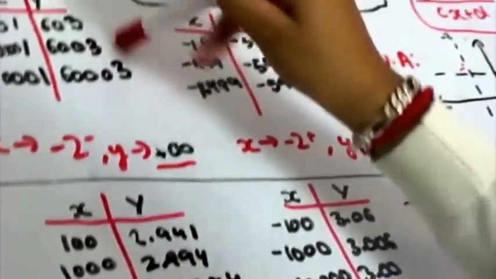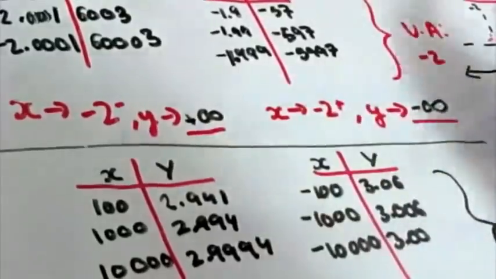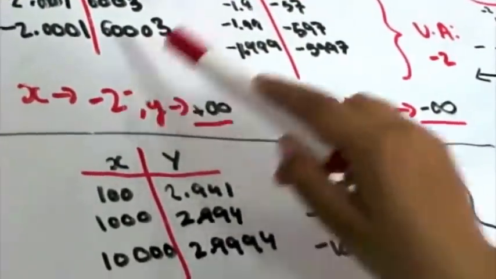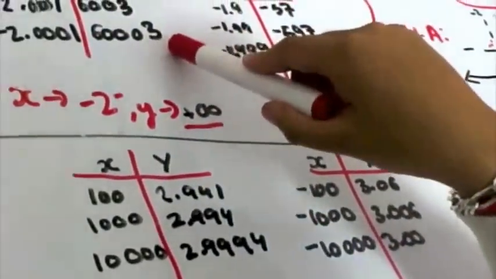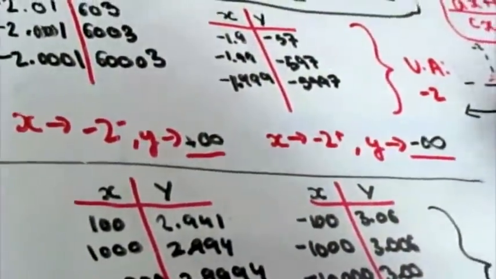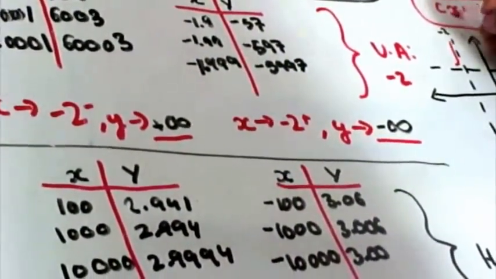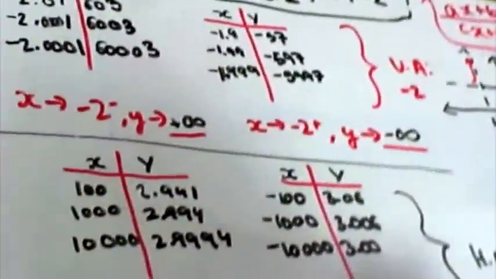Because they're really large numbers and they're increasing, we can say that as x approaches -2 from the left-hand side, you add a little negative on the top of it, y approaches positive infinity. So we can sketch this behavior from the left-hand side. y goes to positive infinity, so we draw an arrow going upwards.